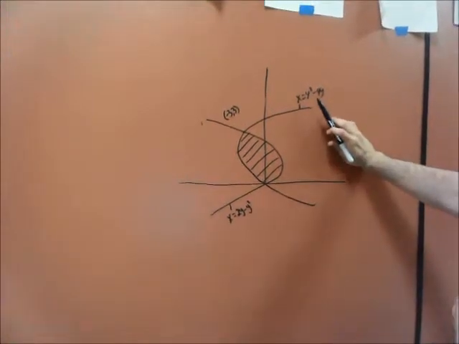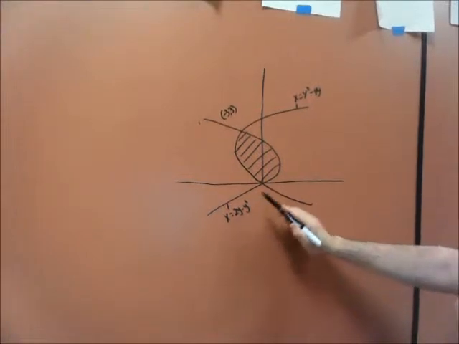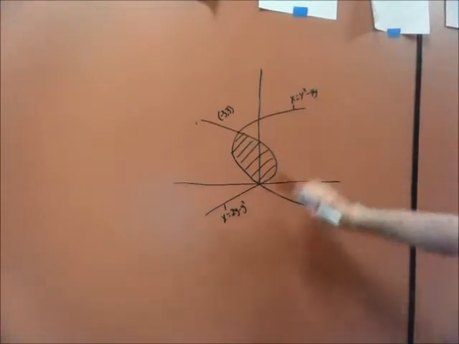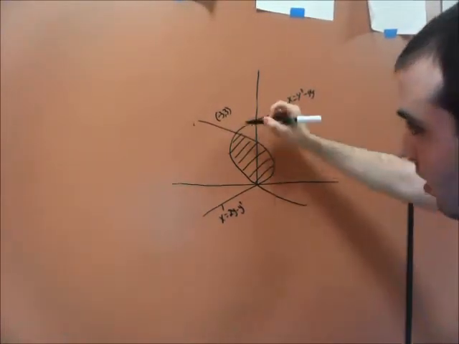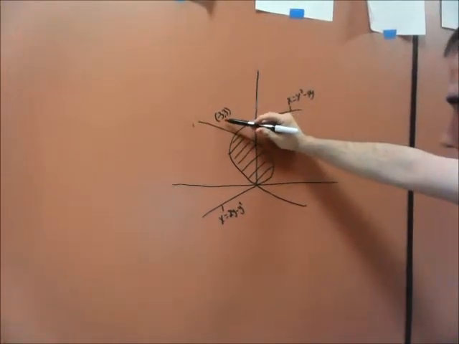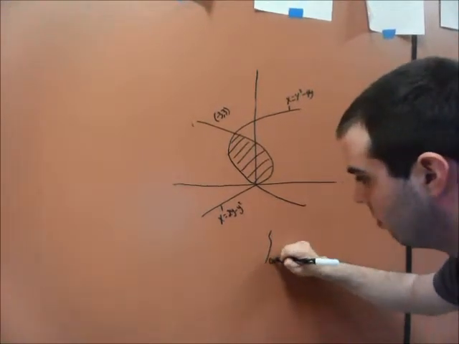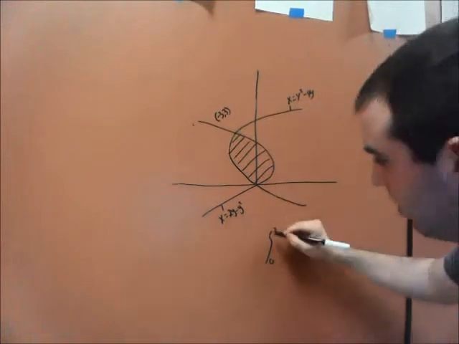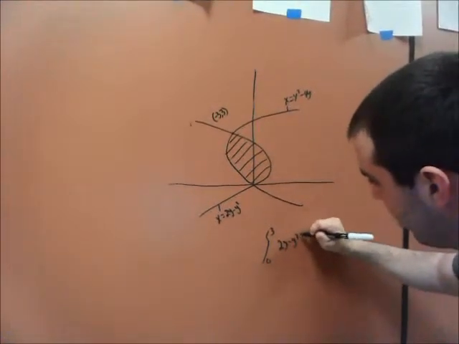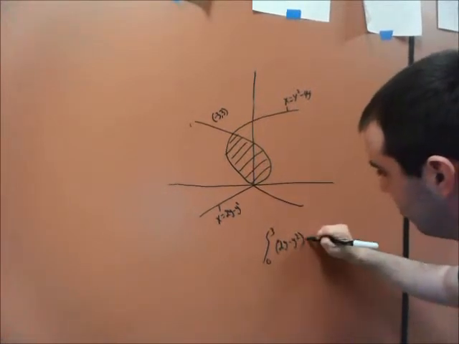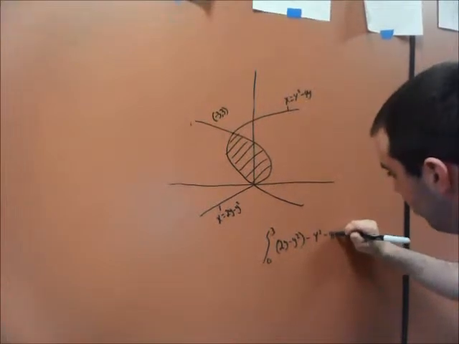The two curves are 2y minus y squared, and we're going to subtract y squared minus 4y from that equation. So the integral is going to look like this. The point of intersection is from 0 to 3. So the integral is going to be from 0 to 3, the y coordinate, of 2y minus y squared minus this equation right here, y squared minus 4y.